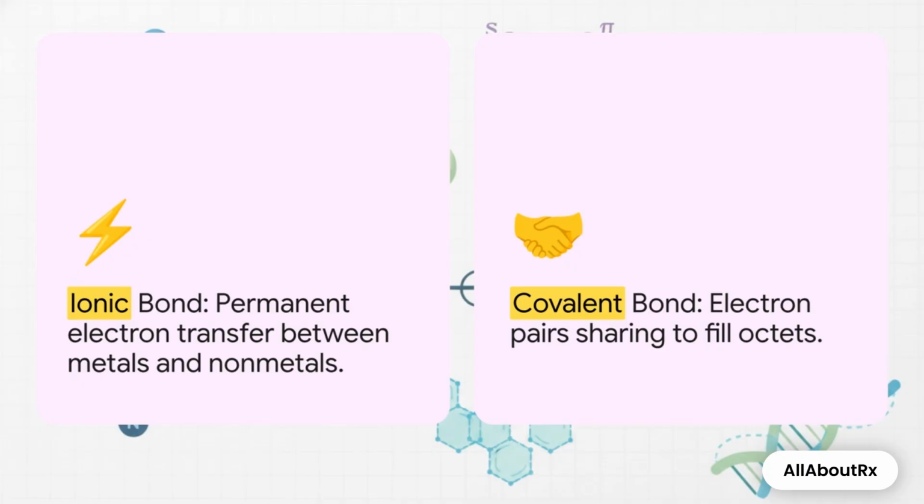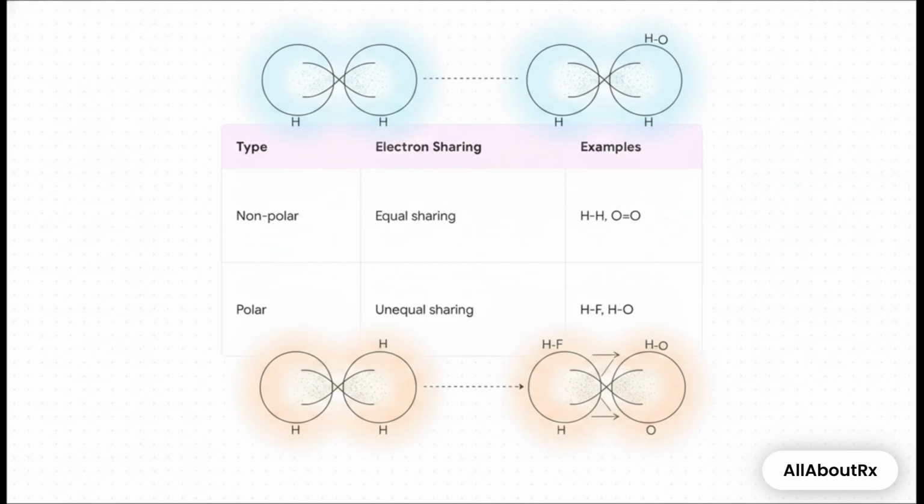Instead of just handing them over, these atoms share pairs of electrons so that both can fill their octets and get stable. But sharing isn't always equal. If identical atoms share their electrons perfectly equally, like in hydrogen gas or oxygen gas, it creates a nonpolar bond. But if that sharing is unequal, usually because one atom is more electronegative and hogs the electrons, like with hydrogen and fluorine, it becomes a polar covalent bond.